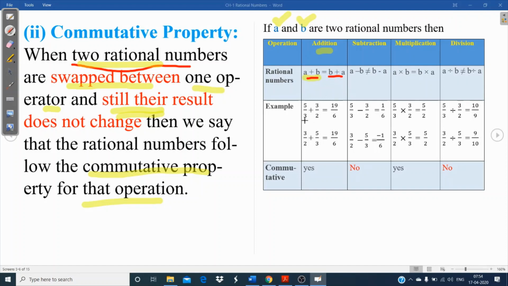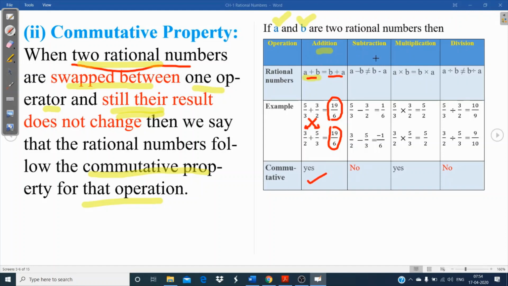Now here we can see this example, 5 by 3 plus 3 by 2. The result you are getting is 19 by 6. Now b plus a, we are interchanging the numbers. 3 by 2 is coming in the place of a and 5 by 3 is coming in place of b. Still you are getting the same answer, that is 19 by 6. That's why we can say the commutative property holds over addition.